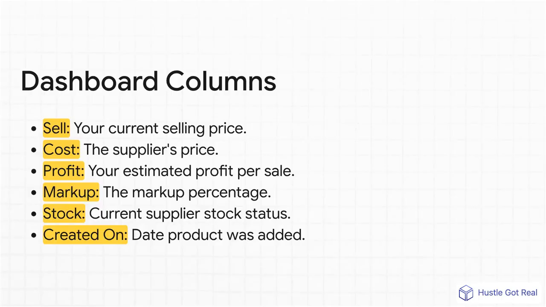And each of these columns, they're like the vital signs for your business. You get to see your selling price right next to what the supplier is charging you, so you know your profit and markup in a split second. And that stock column? Oh yeah, that's your early warning system. It's a super powerful snapshot of your business's pulse.